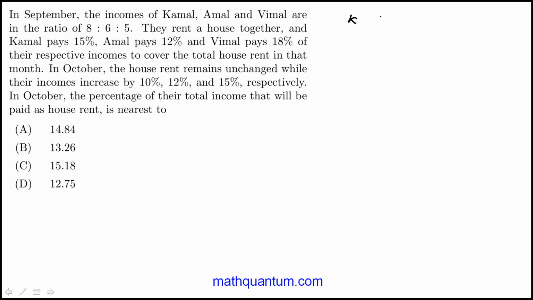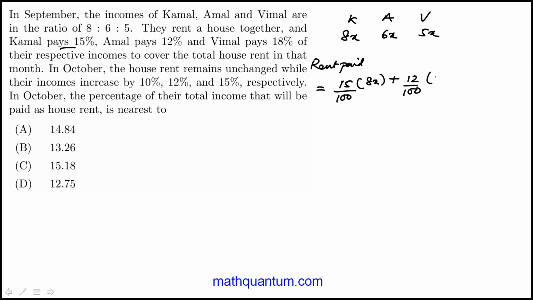So here I'm going to write their incomes using the multiplier approach, meaning these would be their incomes, where X is some number in, say, rupees. And they're paying this percentage of their income, so the total rent paid would be 15% for the case of Kamal, and then Amal pays 12%. I'll leave this in this more general form and worry about simplifying at the very end. Then 18% for Vimal. And they tell us that the rent remains unchanged, but their incomes increase.